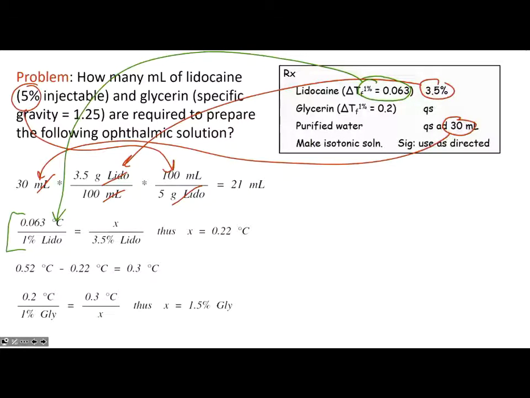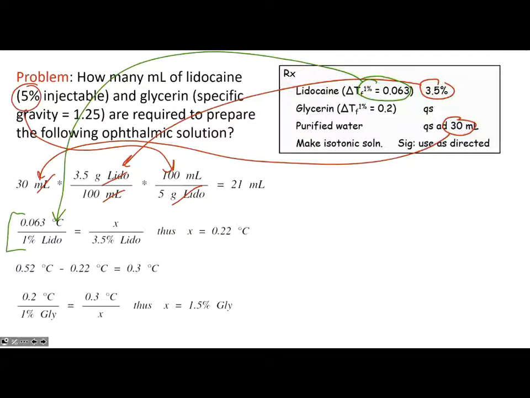I can set that equal to, well, I'm not going to do 1% lidocaine. What percent lidocaine am I doing? 3.5%. So let's put some X over 3.5%. X is the degree reduction I will get when I use a 3.5% amount of lidocaine. So it will proportion it for me. If I solve for X by just multiplying 0.063 times 3.5, I get a 0.22 degrees Celsius reduction from just the lidocaine. Is that enough? You guys remember what the target is, and what does an isotonic solution freeze at? It freezes at negative what? 0.52. So our target is 0.52.